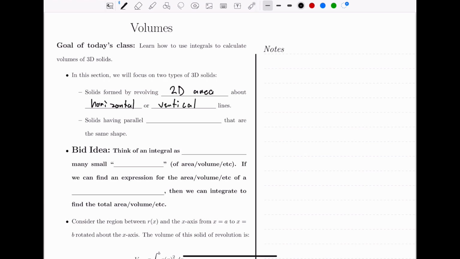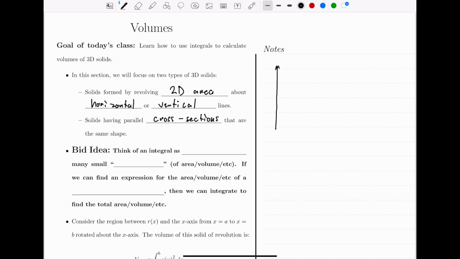Perhaps this is something that you've seen before in Calculus 1, but we'll talk about it again here. The second type of volume that we'll talk about is the volume of a solid that has parallel cross sections that are the same shape. These aren't necessarily rotated volumes, but we can still use integrals to find volumes in this scenario. Before we specifically talk about volume though, let's revisit the idea of a definite integral, and let's maybe think of it in a different light.